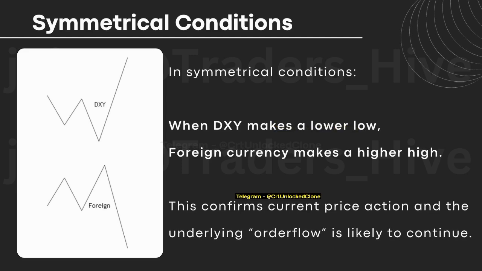Now these two pairs are correlated with each other. Their structure is basically always almost the same, right? In the next part of this chapter, I'm going to give you some combinations of pairs that you can use for finding SMT divergences accurately, right? Okay, so with that being said, let me explain symmetrical market conditions to you, and let me explain how we can determine that the market is in a symmetrical market condition, right?